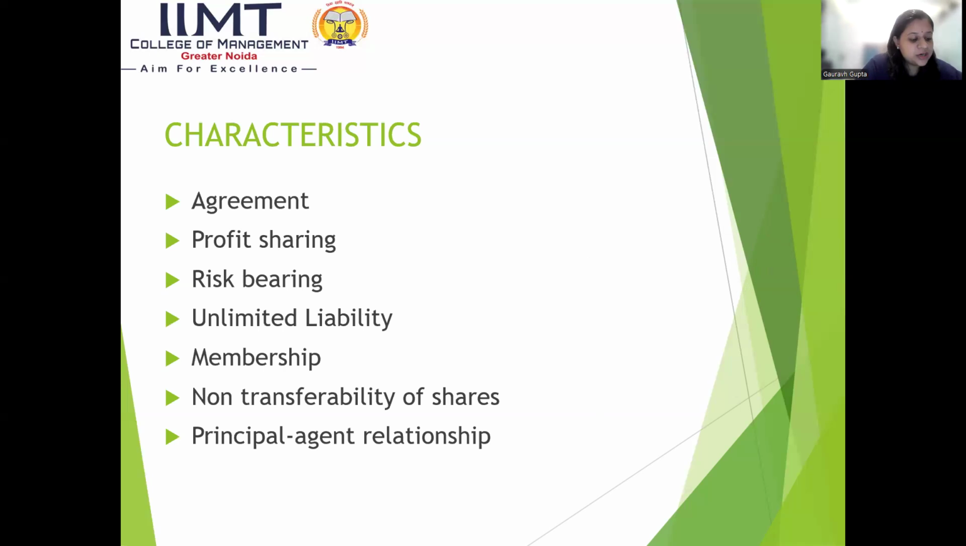Second, profit sharing. The profit is shared between the partners of the firm. Next point, risk bearing. All the risk in the business is also shared by the partners. Next, unlimited liability. All the partners in the business have unlimited liability. Next point, membership. Minimum 2 and maximum 50 members are allowed according to the Partnership Act. Non-transferability of share. Share cannot be transferred in partnership business. Principal-agent relationship. Each partner is the owner as well as the agent of the firm and agent to other persons.